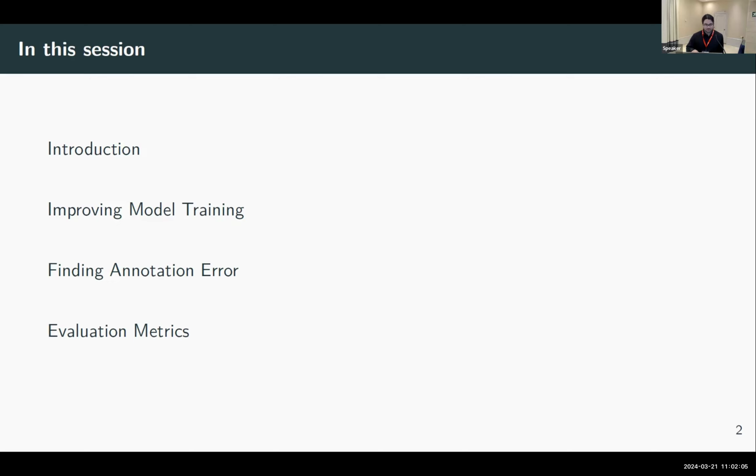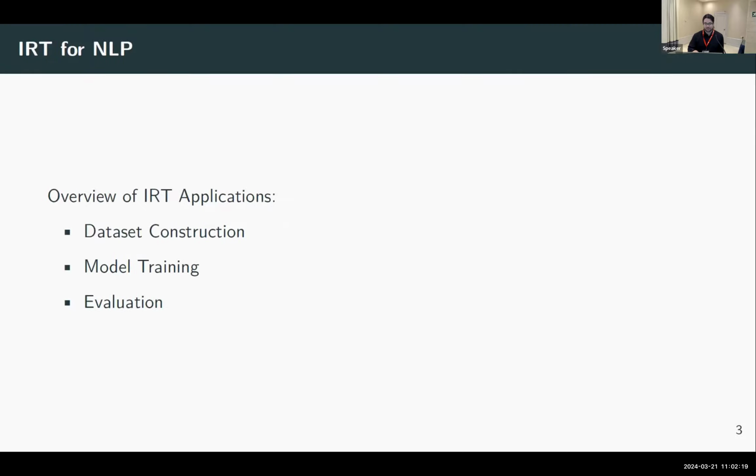Okay, so in this section, we'll go over improving model training. So John will talk about that. And then I'll talk about one paper in which we used IRT to find annotation error and to look at evaluation metrics.